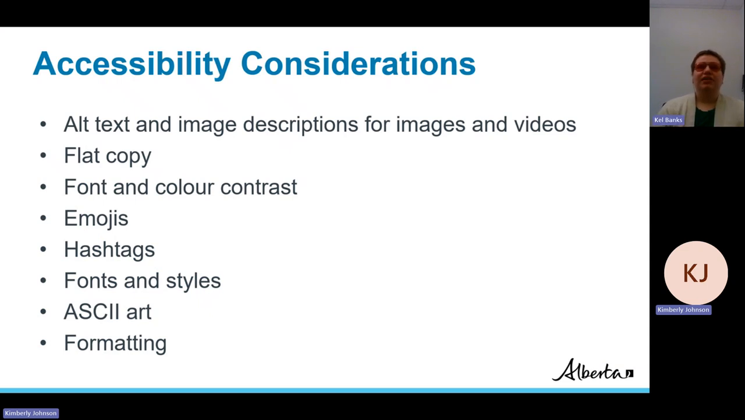The accessibility considerations that I'm going to cover today are alt text and image descriptions for images and videos, flat copy, font and color contrast, emojis, hashtags, fonts and styles, ASCII art, and formatting. I'm not going to give step-by-step instructions on how to enact these things because every social media platform, every scheduler, etc., has different ways of doing it. But those steps are usually quite easy to locate online. I'm just going to make you aware of these considerations so that you can then figure out how to enact them on your specific platforms.